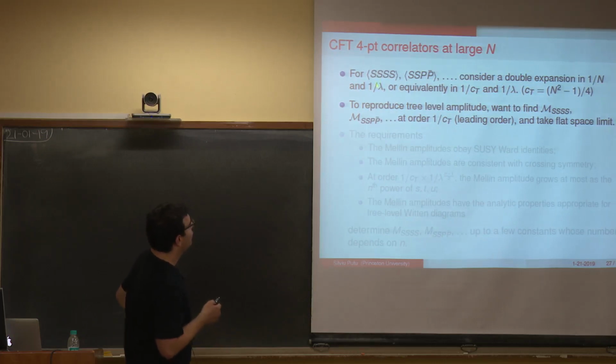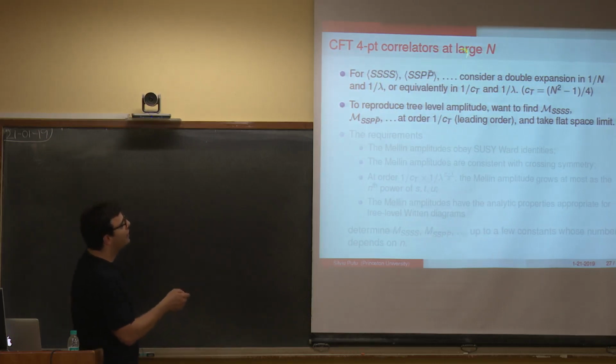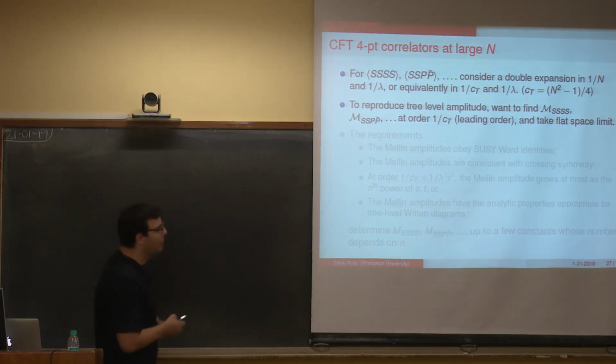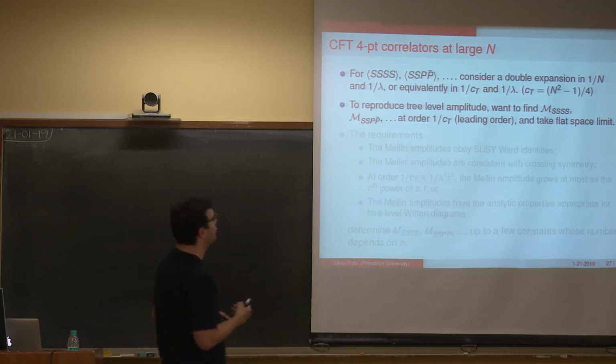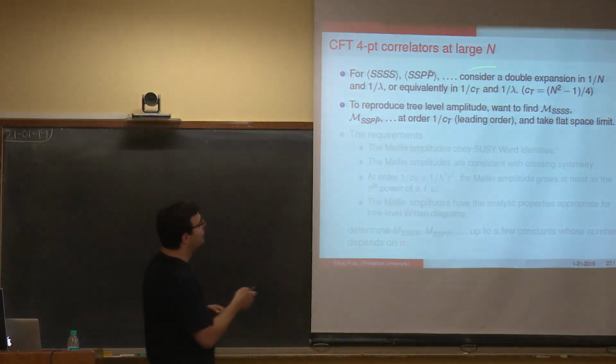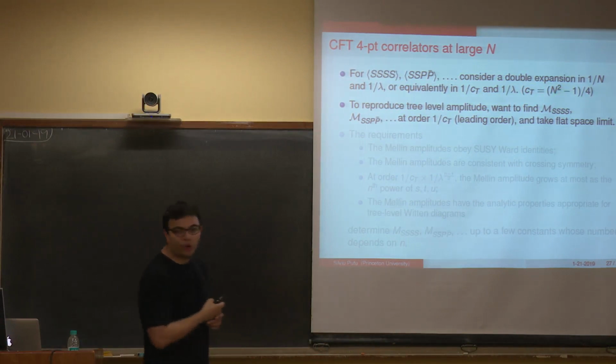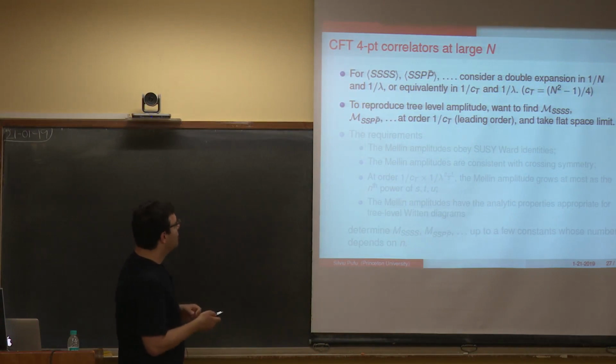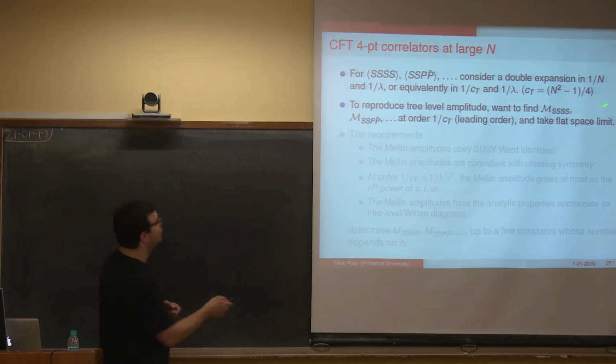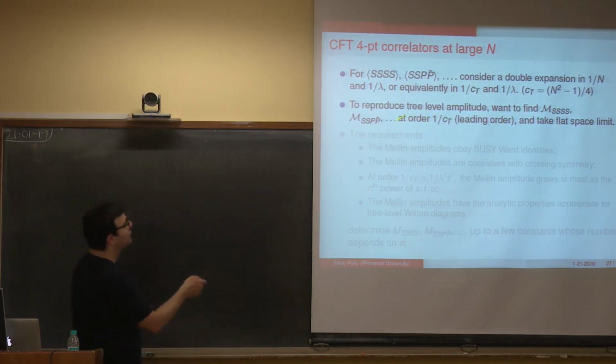Now, if we want to study these 4-point functions, SSSS, SSPP bar, and so on, in this case, we have 2 parameters. We have N and lambda. So we should consider a double expansion in 1 over N and 1 over lambda, or equivalently in 1 over CT and 1 over lambda. In this case, CT is known to be (N squared minus 1) over 4. Okay? And to reproduce the tree-level scattering amplitude, we want to find the Mellin amplitudes SSSS, SSPP bar, and so on at leading order in 1 over CT in the 1 over lambda expansion.